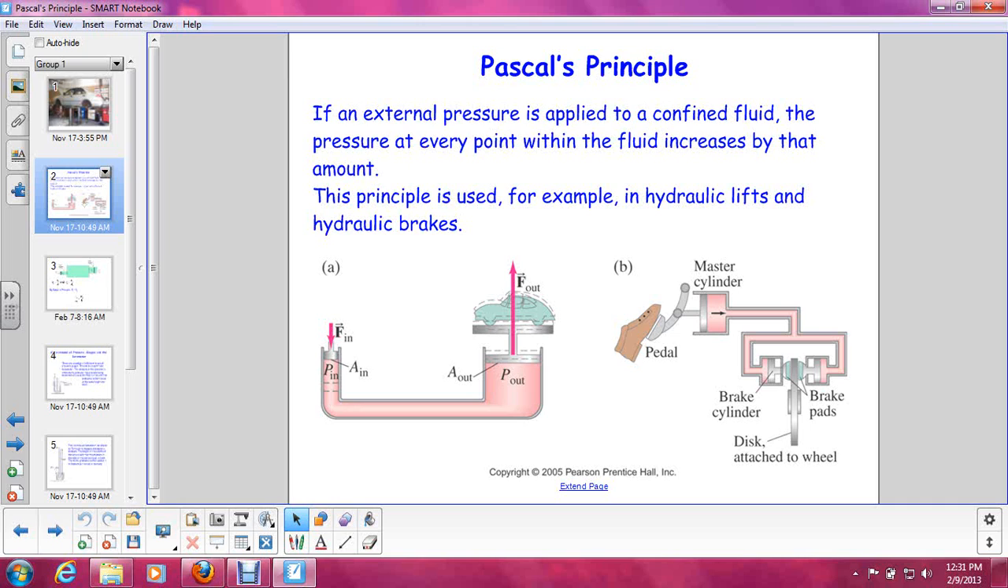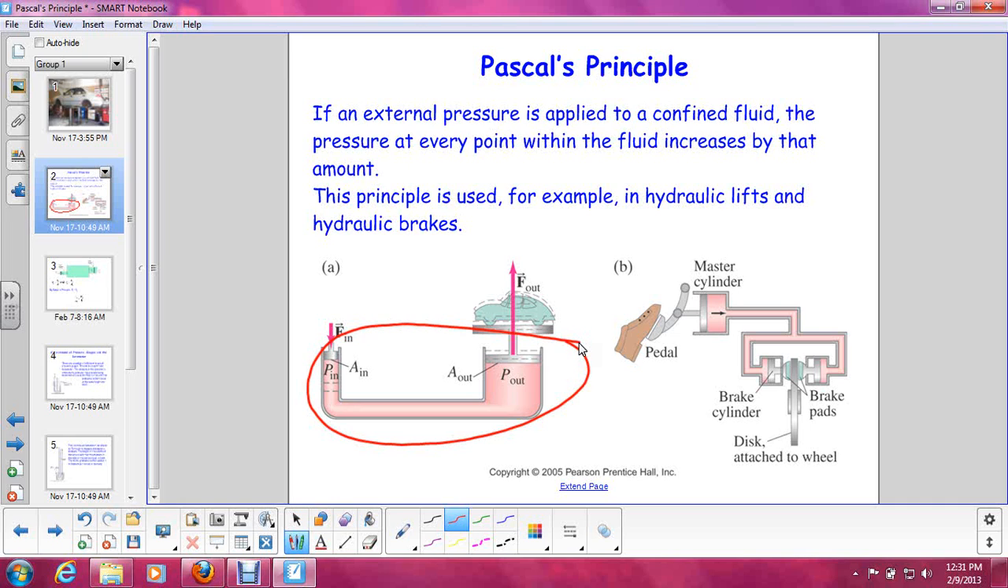So basically what that means is if you have a confined fluid, let's say the liquid inside this tube, and I push on it on one side, the increase in pressure happens all throughout this liquid. It does not happen just at that one point that I apply the pressure.